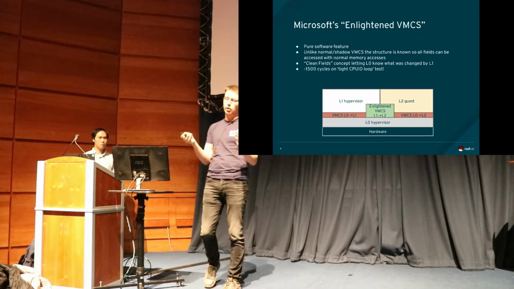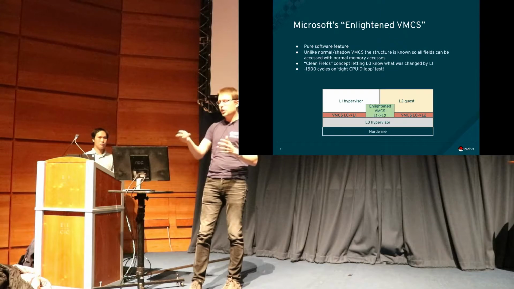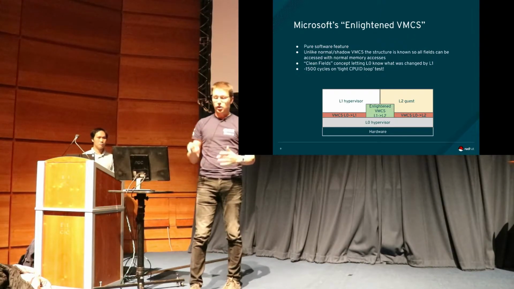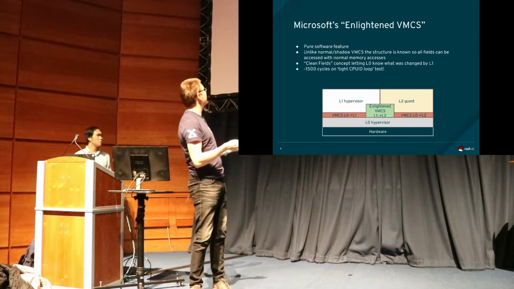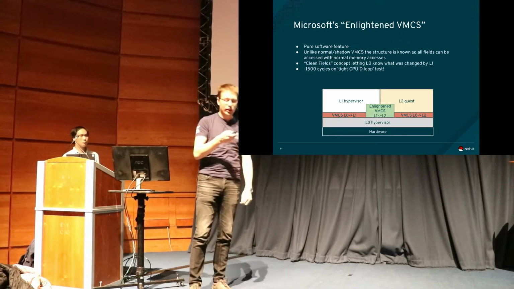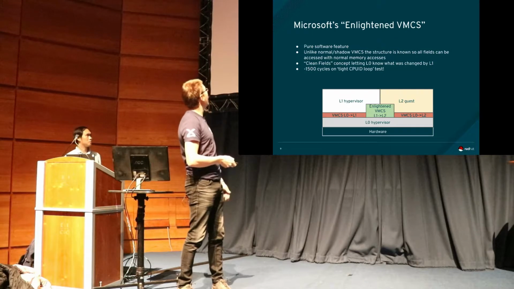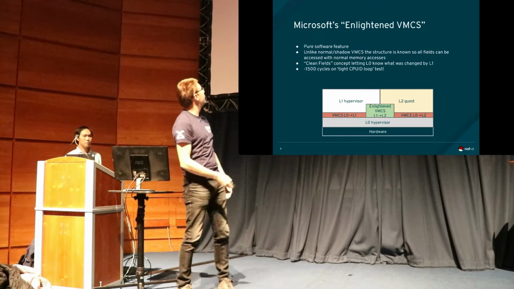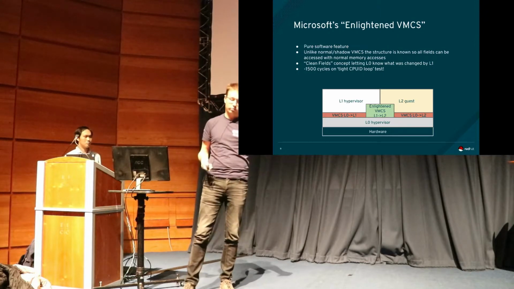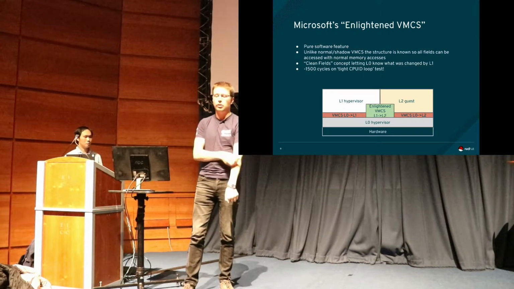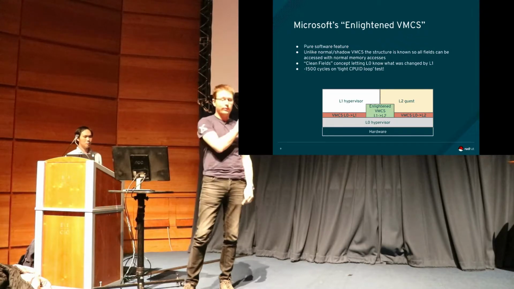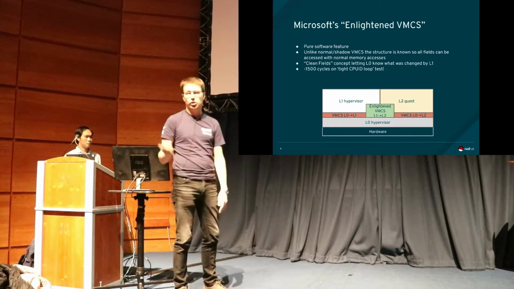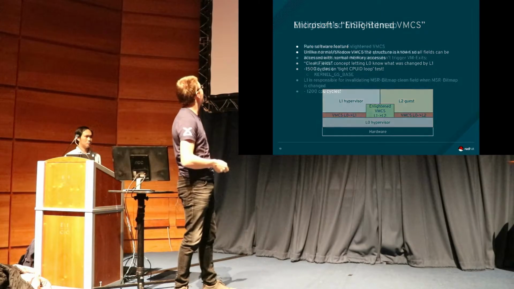So if no changes were done, then it doesn't need to read the whole structure. It can read only what was changed there. So that becomes much faster, and that's the Enlightened VMCS. As I said, if you do a CPUID loop in a level 2 guest, the feature will save you like 1,500 CPU cycles. We have it merged already for quite a while.